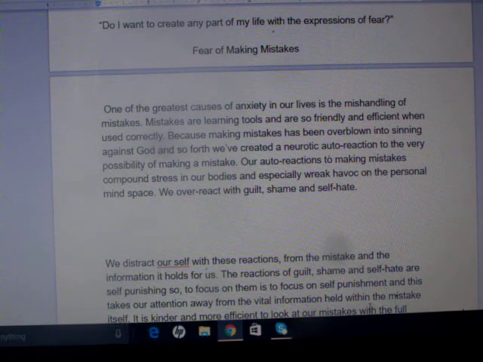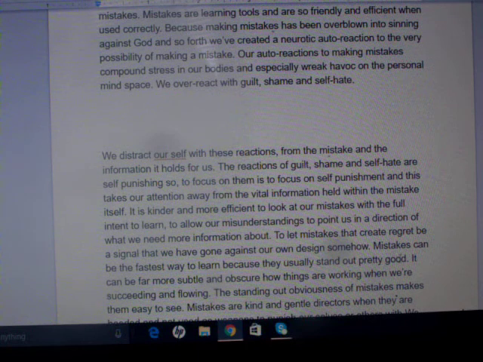Our auto-reactions to making mistakes compound stress in our bodies and especially wreak havoc on the personal mind space. We overreact with guilt, shame, and self-hate. We distract ourselves with these reactions from the mistake and the information it holds for us. The reactions of guilt, shame, and self-hate are the self-punishing, so to focus on them is to focus on self-punishment. And this takes our attention away from the vital information held within the mistake itself.